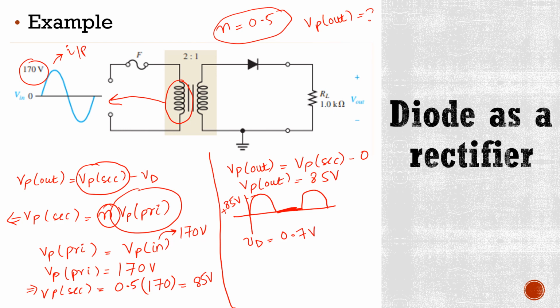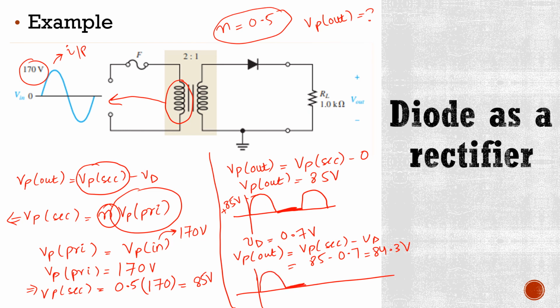and if we take silicon diode, then the voltage drop is 0.7 volts. So now this Vp out will be Vp secondary minus Vd, that is 85 minus 0.7 is equal to 84.3 volts. It means here output waveform will be like this, and the magnitude here will be plus 84.3 volts. Okay, so this is your answer.